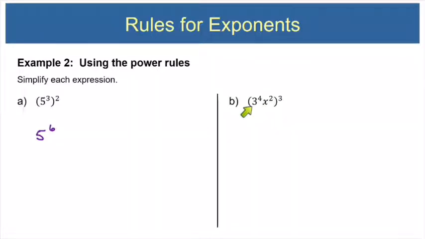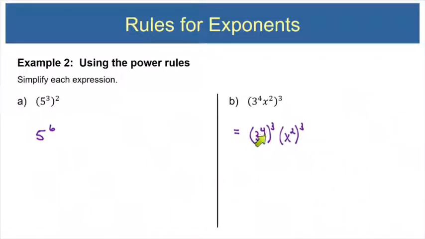On part B, we have 3 to the 4th x squared all raised to the 3rd. Now this is an example of power rule number 2 because we have multiple factors inside the parentheses, but they're all being raised to the 3rd power. So power rule number 2 tells us that we can apply this outside power to each factor from the inside. So that's going to be 3 to the 4th raised to the 3rd times x squared raised to the 3rd.